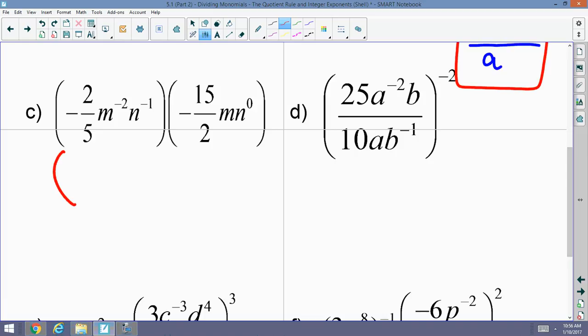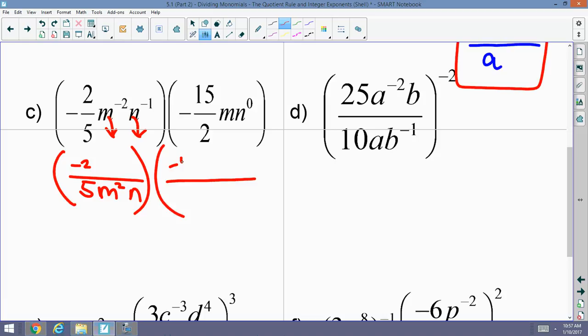So this here is a negative 2/5, okay. M to the negative 2, I'm going to bring it down. N to the negative 1, I'm going to bring it down. So this becomes m squared n in the denominator. Times, I got a negative 15 over 2. N to the 0 is 1, so I just got an m here.